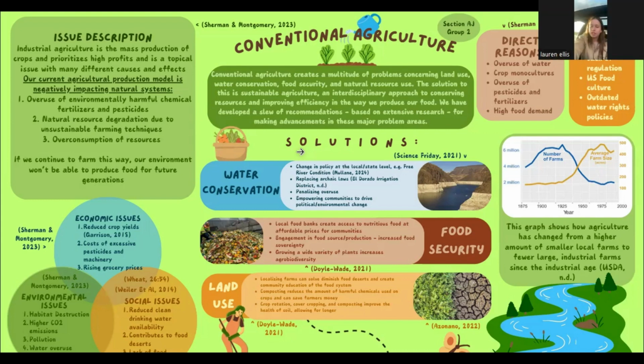Another solution would be increasing our food security, which would mean adding more local food banks to communities, having more engagement through food production and localized farming, and growing a wide variety of plants that will increase biodiversity. And then land use solutions include localizing farms, which will help diminish food deserts. And then some regenerative practices like composting, crop rotation, and cover cropping will help improve the health of the soil and reduce harmful chemicals.